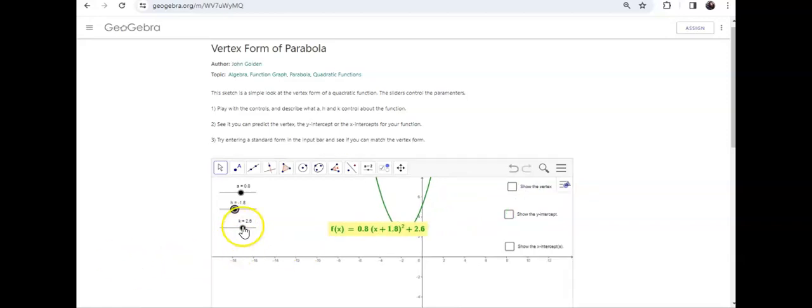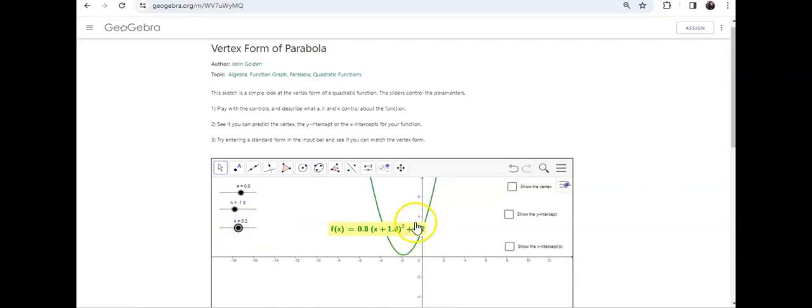Now, let's move the k. It changes the constant term of the quadratic function, and the position of the parabola changes. The parabola moves up and down. So k controls the y-coordinate of the vertex, and the movement from changes in the y-coordinate is up and down. If k is large, the parabola moves upward, and if k is small, it moves downward.